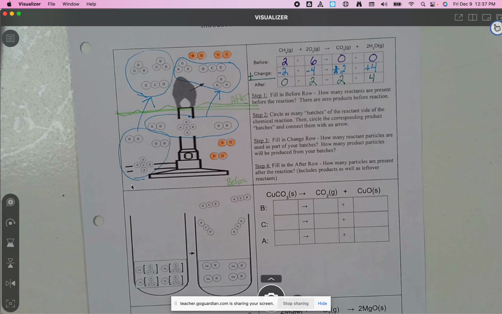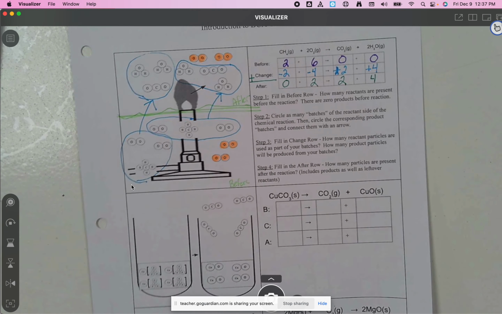Okay, try the next one and we'll do a check-in after that one, and then I'll turn you loose. So I'm going to work the next one, you work the next one, and then we'll compare.